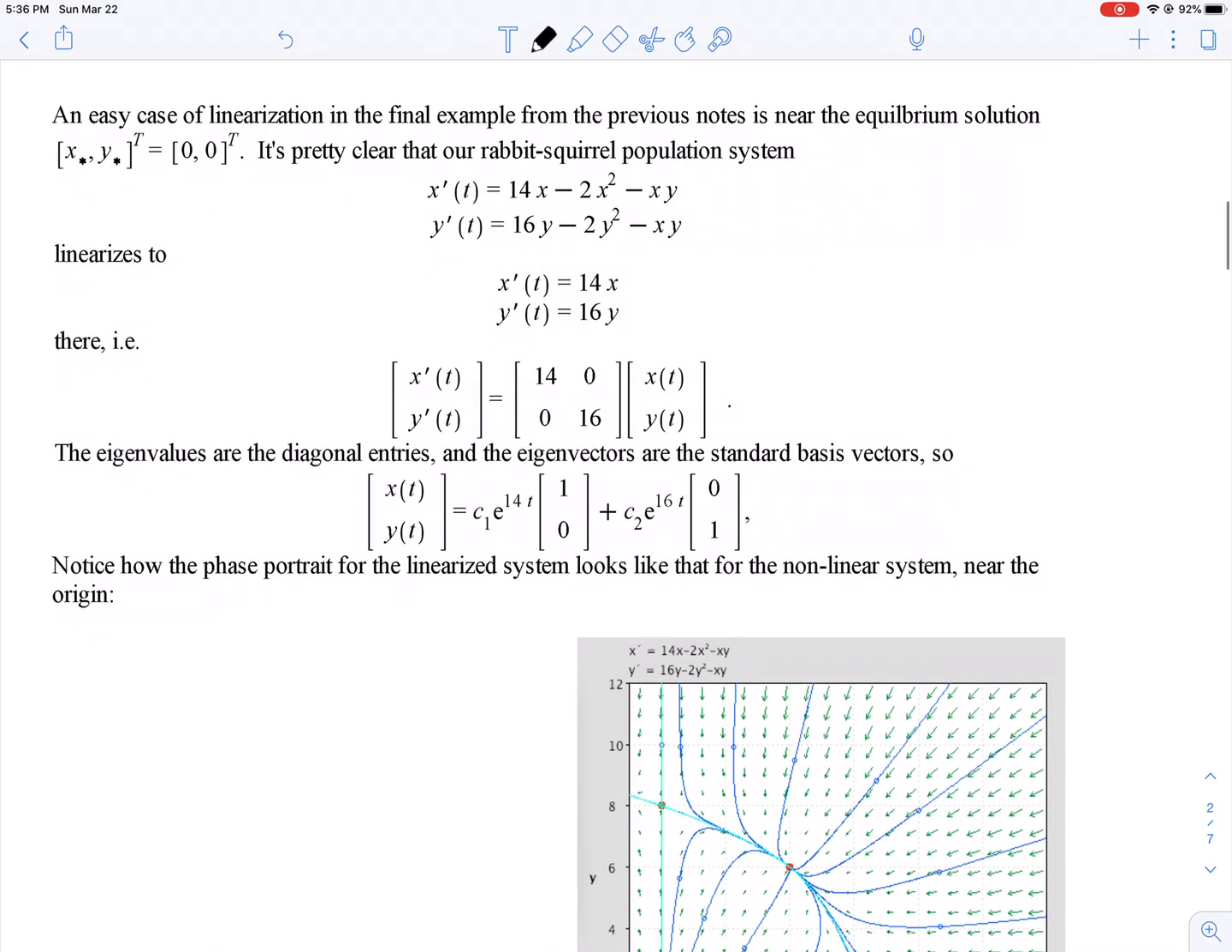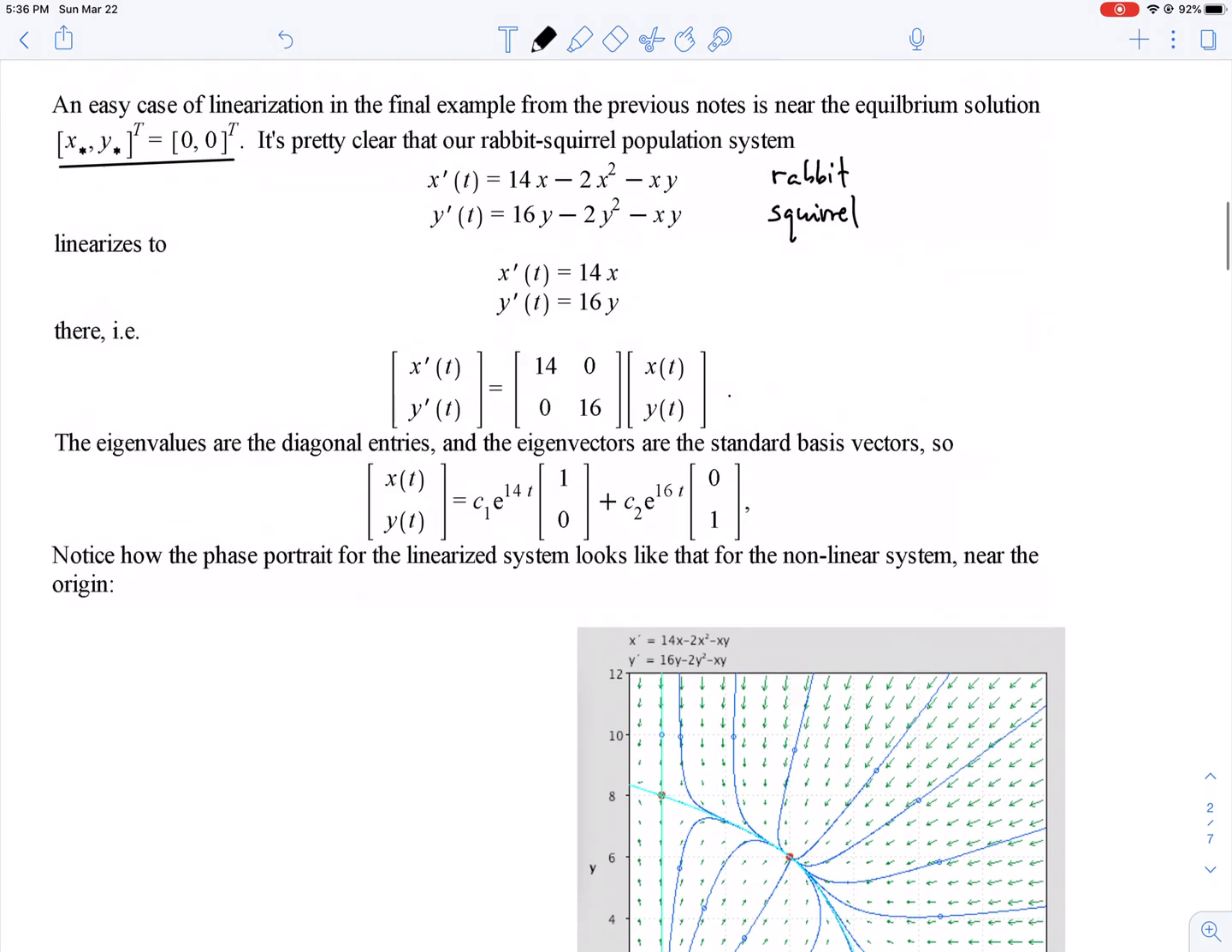Now let's talk about linearization using our rabbit squirrel competition model from the previous lecture. So if I remember correctly, which I don't guarantee, x of t is the rabbit population and y of t is the squirrel population. All right, so let's look at the origin, which was one of our 4 equilibrium points.